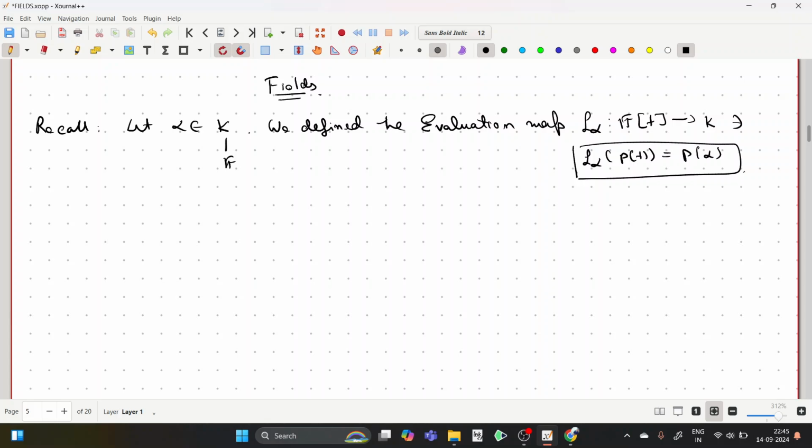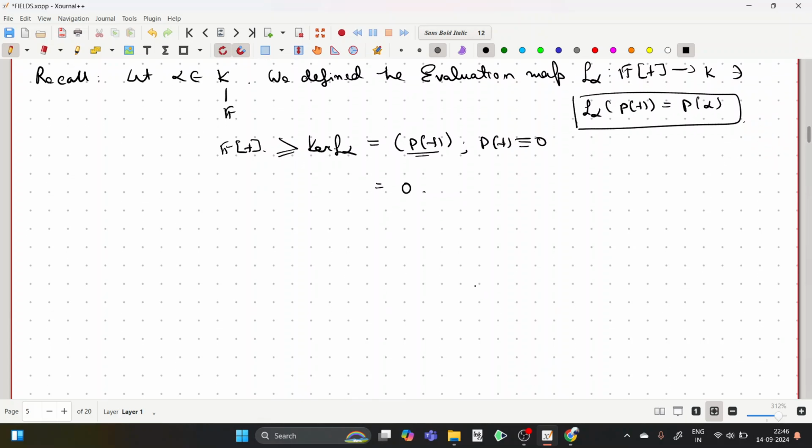Now we also discussed the case about the kernel of the substitution or the evaluation map. There were only two possibilities: either it is generated by some non-zero polynomial p(t), where p(t) is not the identically zero polynomial, or it is just the zero ideal, right? The reason behind this was simply that F[t] is a principal ideal domain and this kernel forms an ideal of F[t]. So this was the basic case.